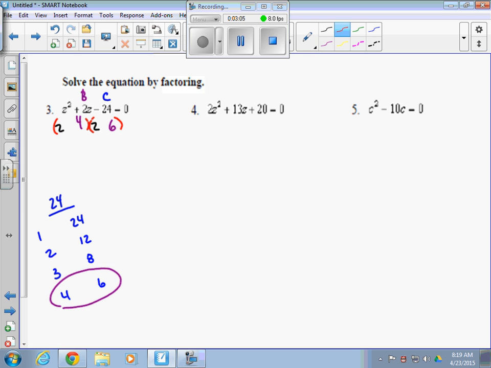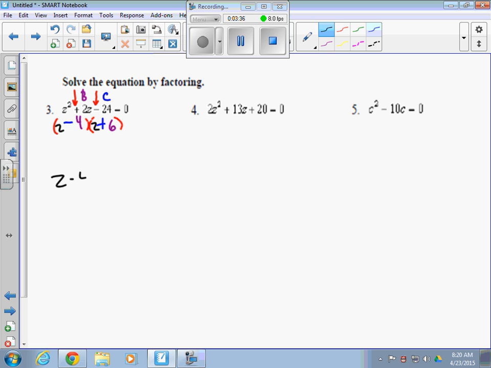The same rules apply, though. This sign in front of c, since it's negative, tells you they're either the same or different. Negative means they're different. And since you have different signs, this sign right here in front of b tells you the sign of the larger value. 6 is larger than 4, so it's plus, and 4 is minus. So now you have 2 binomials. One of them says z minus 4. The other one says z plus 6.